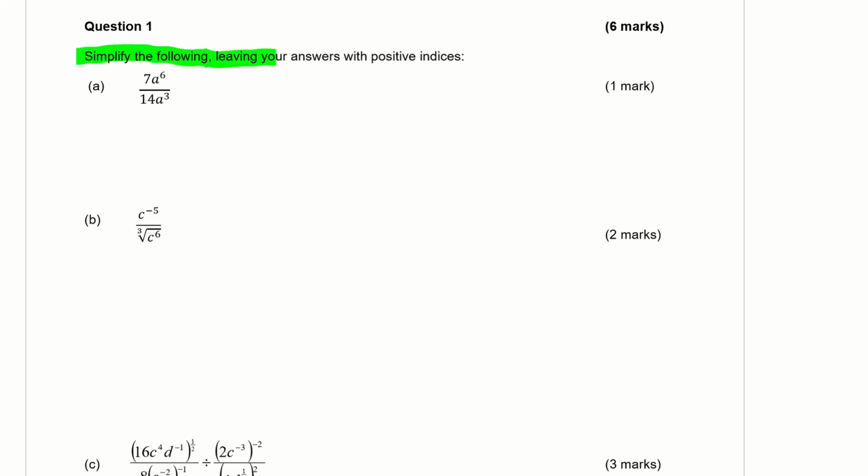Simplify the following, leaving your answers with positive indices. So here we have 7a to the power 6 over 14a to the power 3. Let's deal with the numbers first. 7 over 14 just simplifies to a half.